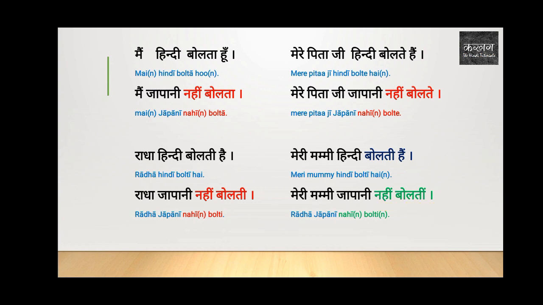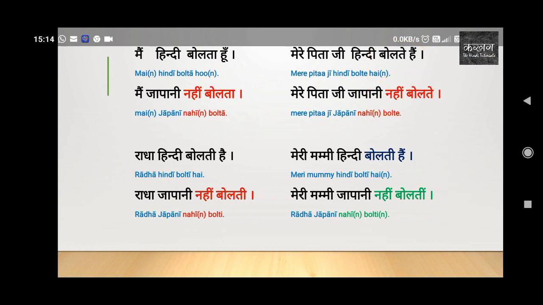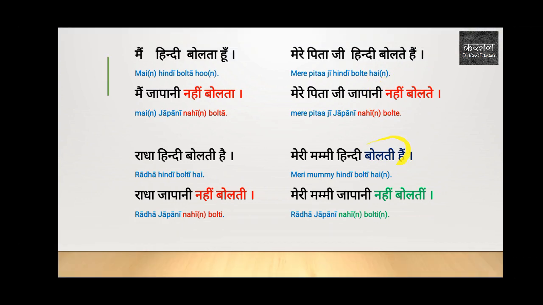Now why I have colored this green is that here the main verb does not remain the same. In the first three cases, bolta was same in the positive and negative, bolti was same, bolte was same, but here we have bolti in the positive sentence, but we have added a nasal sound at the end in the negative sentence. मेरी मम्मी जापानी नहीं बोलतीं. This dot. बोलतीं.